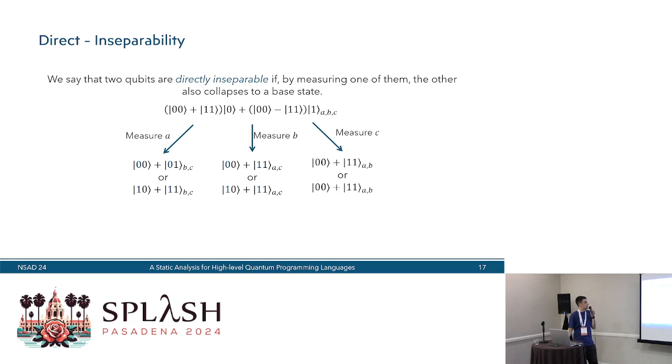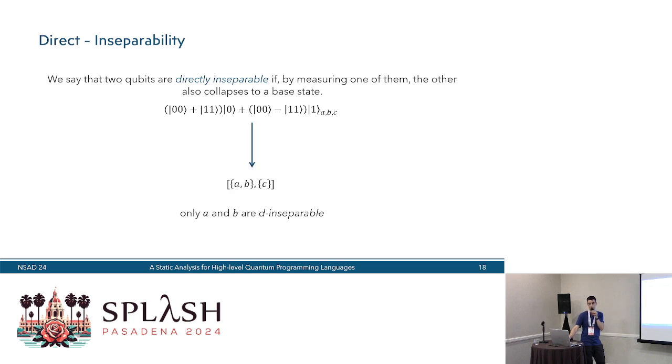And so in this case, we obtain that the direct inseparability in this state happens between A and B, but not with C. So we know that A and B are inseparable, and if we want to represent this property also in this case, we may use a partition of the set of qubits. This says that the qubits that are in the same set are the ones that are inseparable.